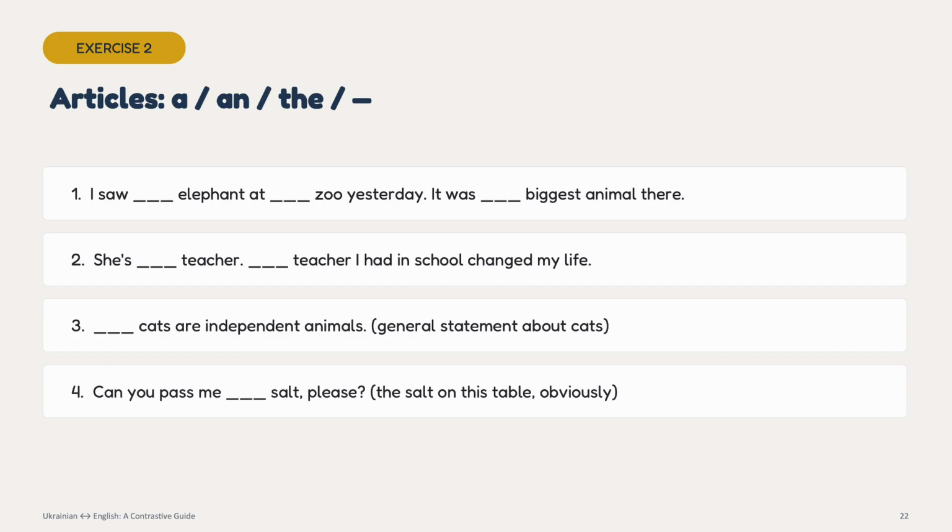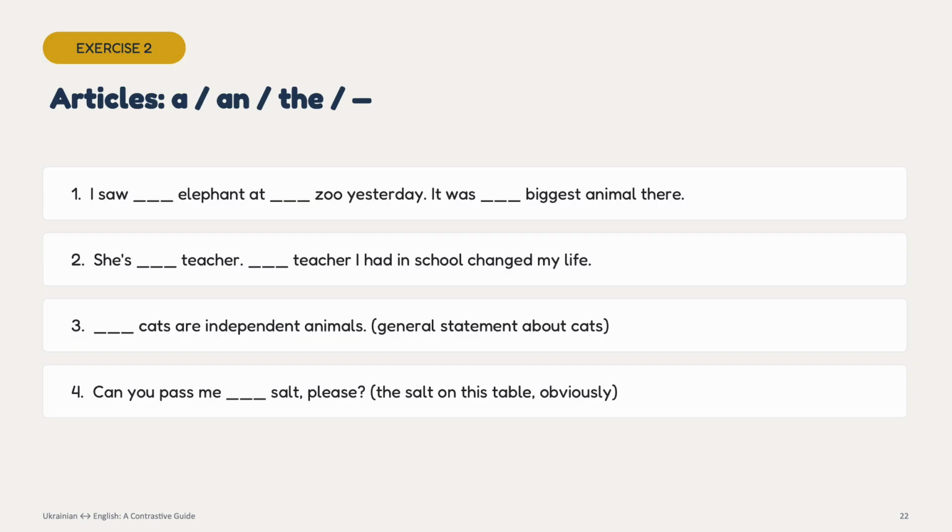And also, if you put this salt in a different context, it's possible to say it without an article, right? For example, you can say we need salt in our diet. Salt can be bad for your health if you have too much. Okay. Rudolf wants to add something.